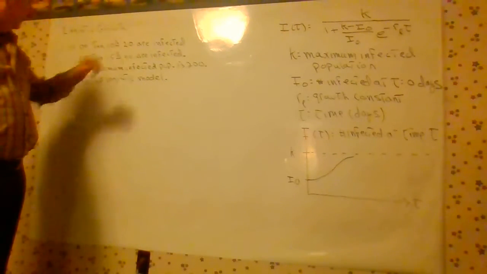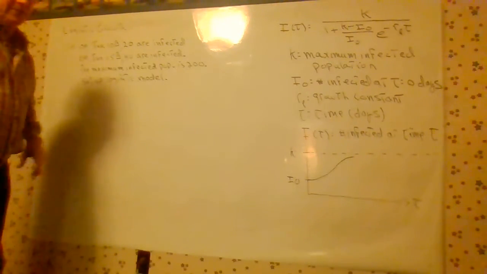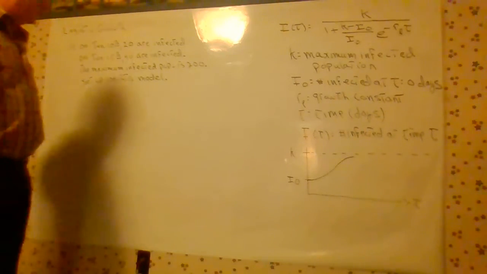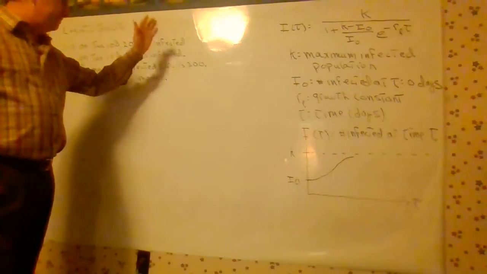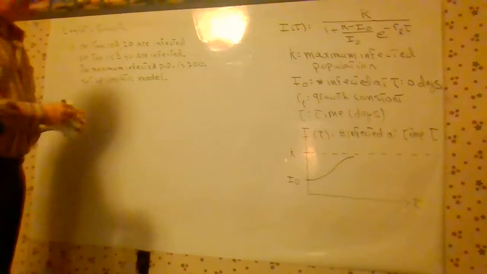So for instance, let's suppose on January 10th we have 20 infected, and January 15th, 5 days later, 40. The infected population doubles, and the maximum infected population is 200. Assume we're on an island and everybody's going to get it, and there are 200 people on the island and whatever infection's going around. That's a simple scenario. Let's set up a logistic model.